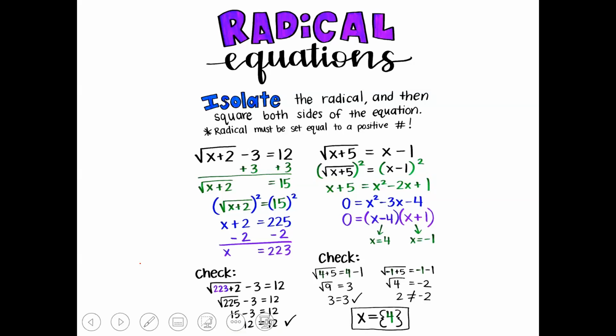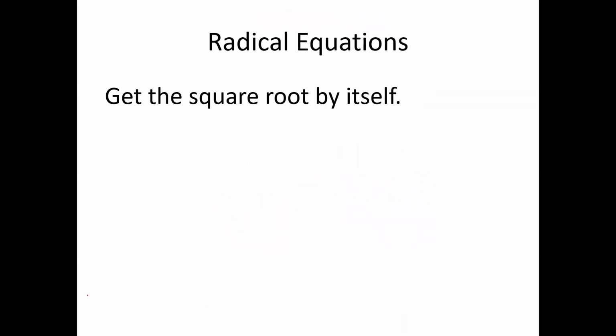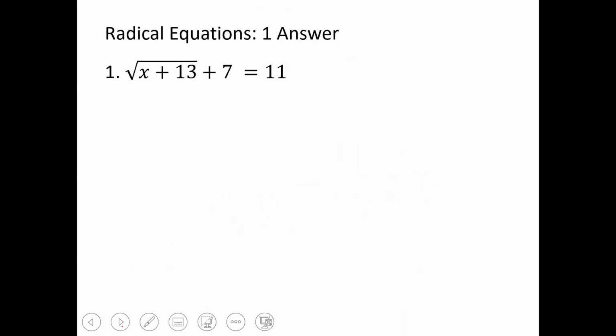If you look at this first example, they added the 3 over because you have to isolate that square root of x plus 2 and get it by itself on one side. So that's just the main thing to remember. Get the square root by itself, then take the square. All right, so let's look at the first problem.